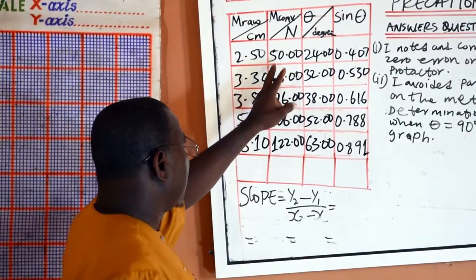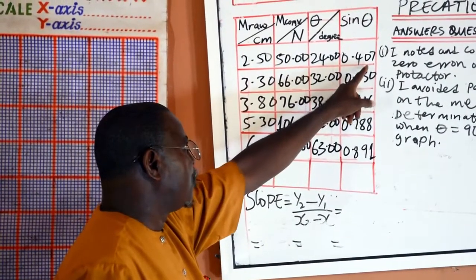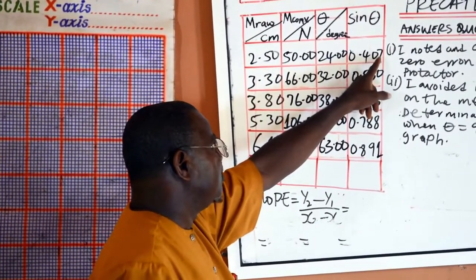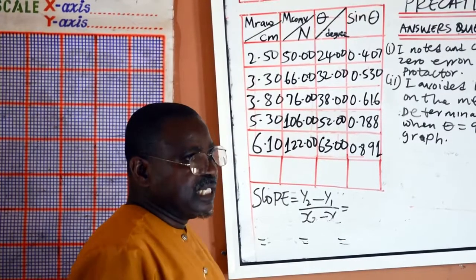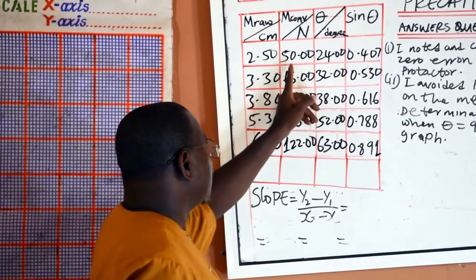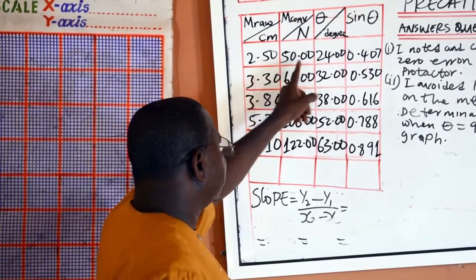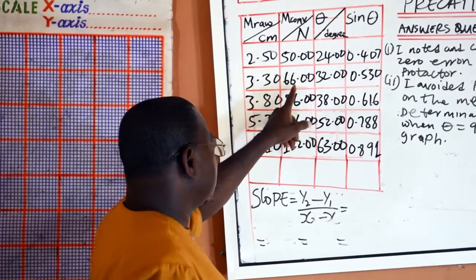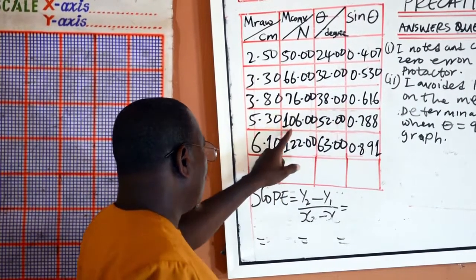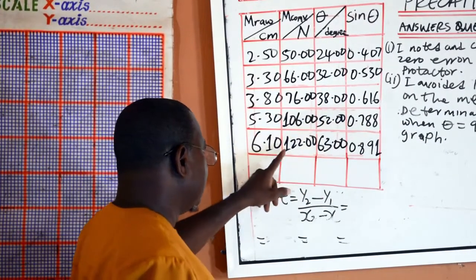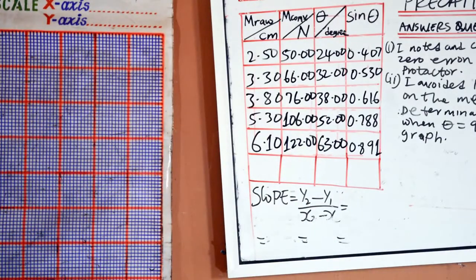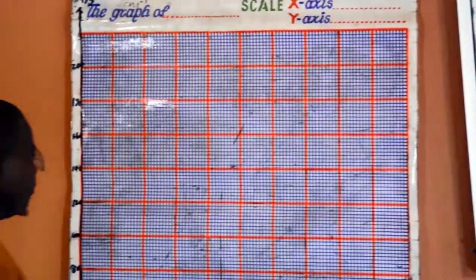So we are going to plot 50 against 0.41. The value here, if the third decimal value is 5, 6, 7, 8, and 9, we approximate it to 1 and add it to the next one. So we are going to plot 50 against 0.41, 66 against 0.53, 76 against 0.62, 106 against 0.79, 122 against 0.89. So let's start. Now, 50.